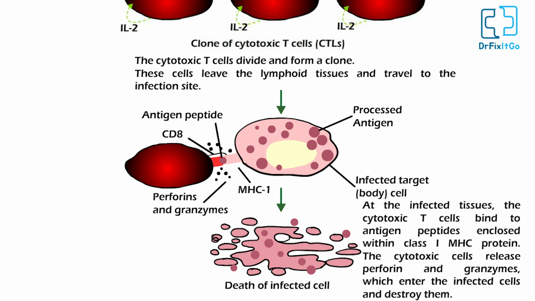Helper T2 cells initiate the cellular response to humoral immunity, and the active helper T2 cells co-stimulate B cell activation.